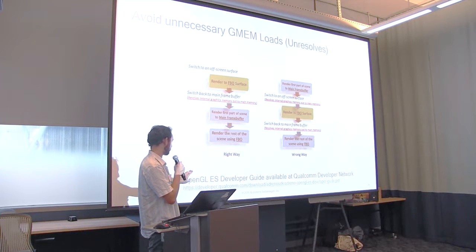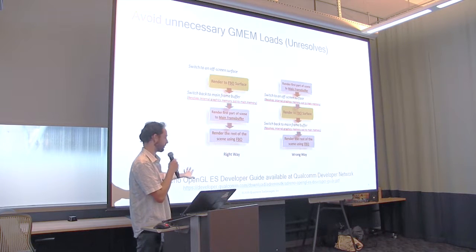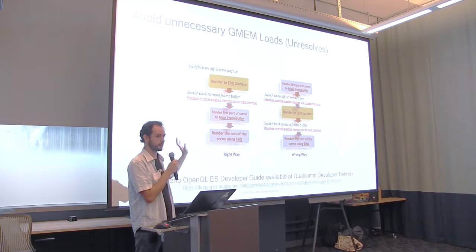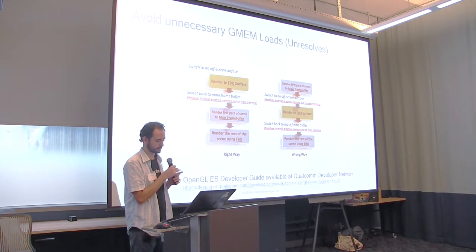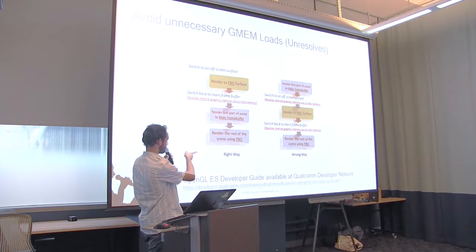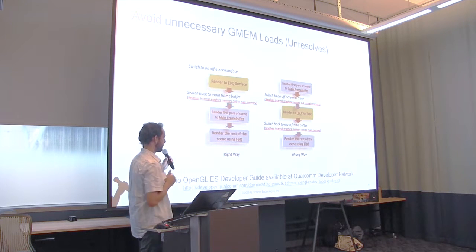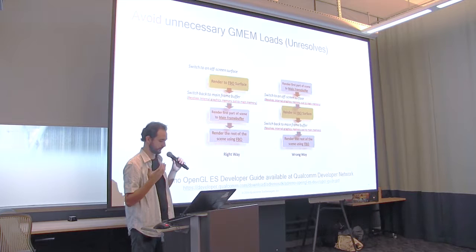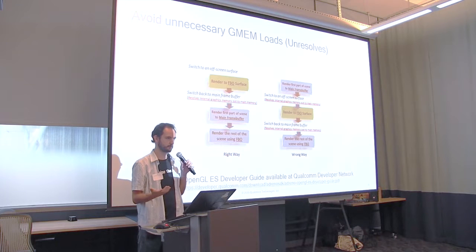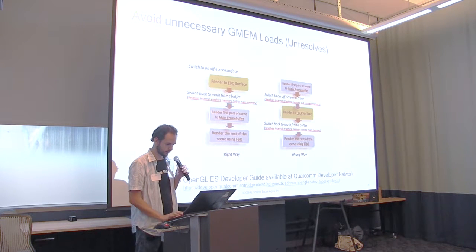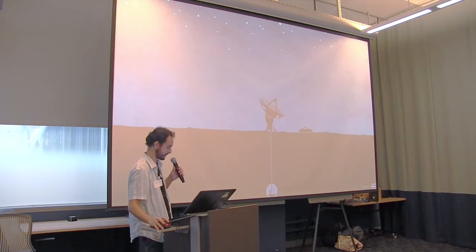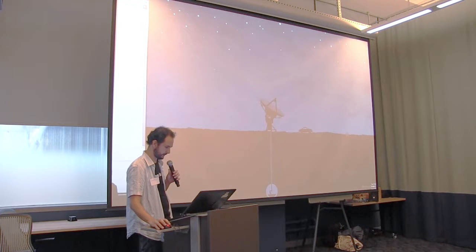I actually put a link here for the Adreno developer guide, which has more information about these and other optimizations that you can do when you're doing graphics programming. This diagram is actually from the Adreno developer guide, and it shows all the cases where a GMEM load could happen that is completely unnecessary if you didn't intend it to happen. So, that's it. I'm going to go to Snapdragon Profiler.